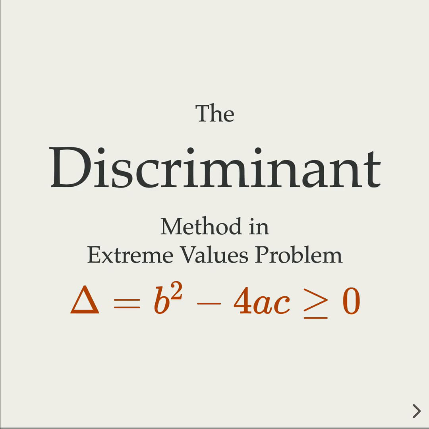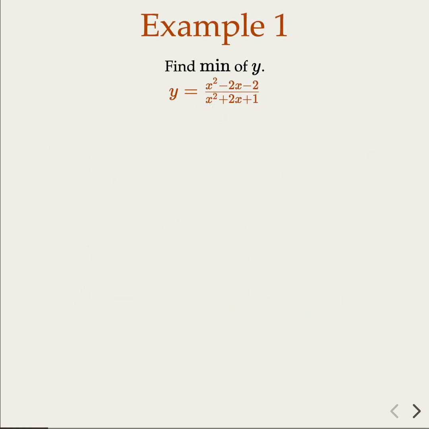We introduce the discriminant method in certain extreme value problems, that is, trying to find the min, max, or range of certain functions. We know that for a quadratic equation with coefficients a, b, c, the discriminant is b squared minus 4ac. If the quadratic equation has real roots, then the discriminant is greater than or equal to 0. This can be used in finding the min and max of certain functions.